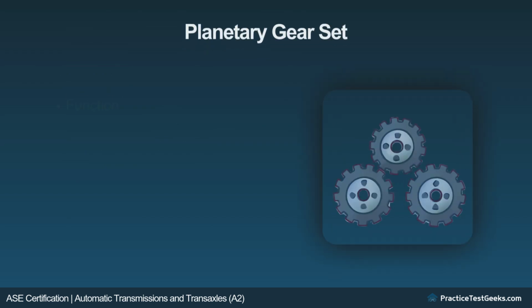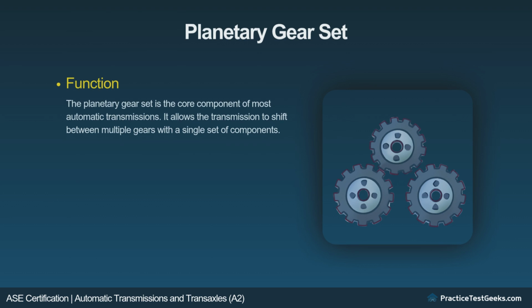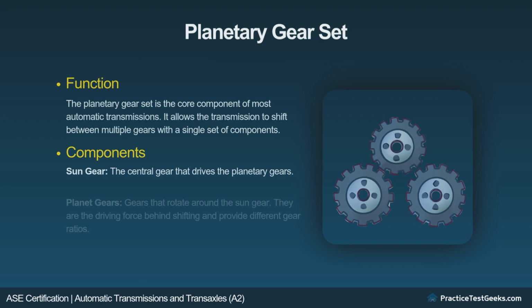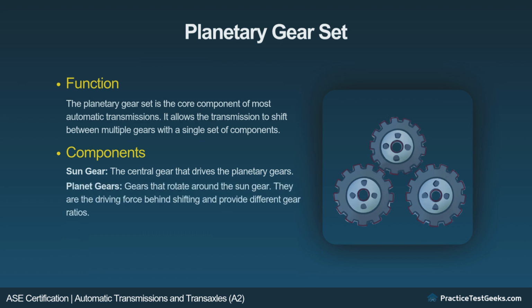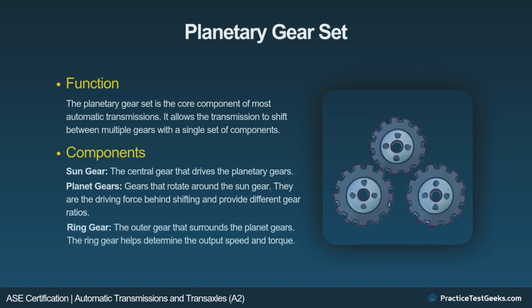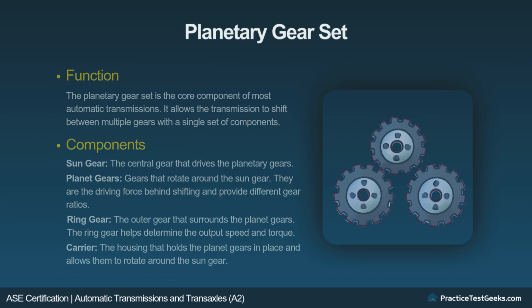Planetary gearset. Function. The planetary gearset is the core component of most automatic transmissions. It allows the transmission to shift between multiple gears with a single set of components. Components. Sun gear. The central gear that drives the planetary gears. Planet gears. Gears that rotate around the sun gear. They are the driving force behind shifting and provide different gear ratios. Ring gear, the outer gear that surrounds the planet gears. The ring gear helps determine the output speed and torque. Carrier, the housing that holds the planet gears in place and allows them to rotate around the sun gear.